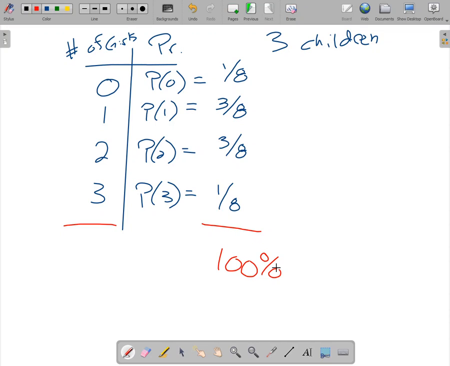Now, these aren't simple events, right? Having one girl, there's three different ways that could happen. That was boy, boy, girl, boy, girl, boy, or girl, boy, boy. Those were the three different ways it could happen. That's where the 3/8 came from when we look back at the tree. But altogether, it adds up to 100%.